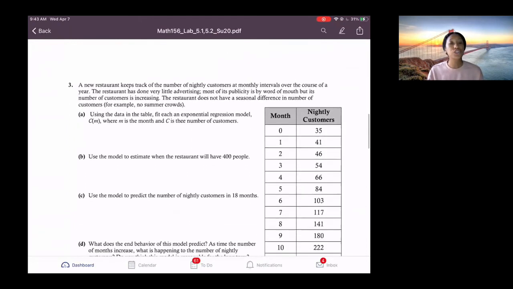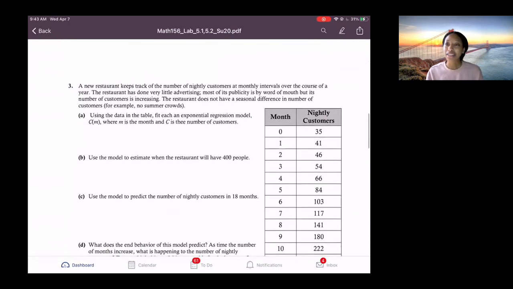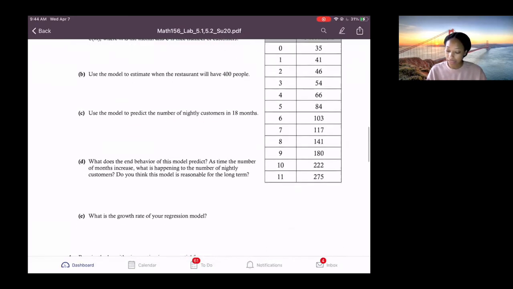I would like you to try problem number 3. It's a regression problem. We talked about exponential regression back in chapters 1 and 2. We did a linear regression problem, and I think we did a quadratic or a power regression problem before. Try to do this with Excel. We'll definitely go over this lab at the beginning of the next class.